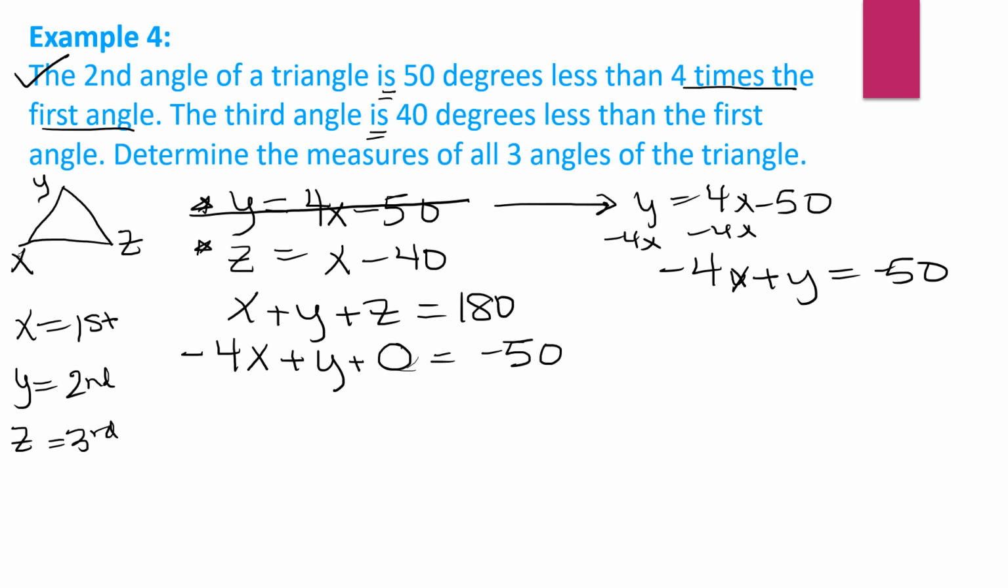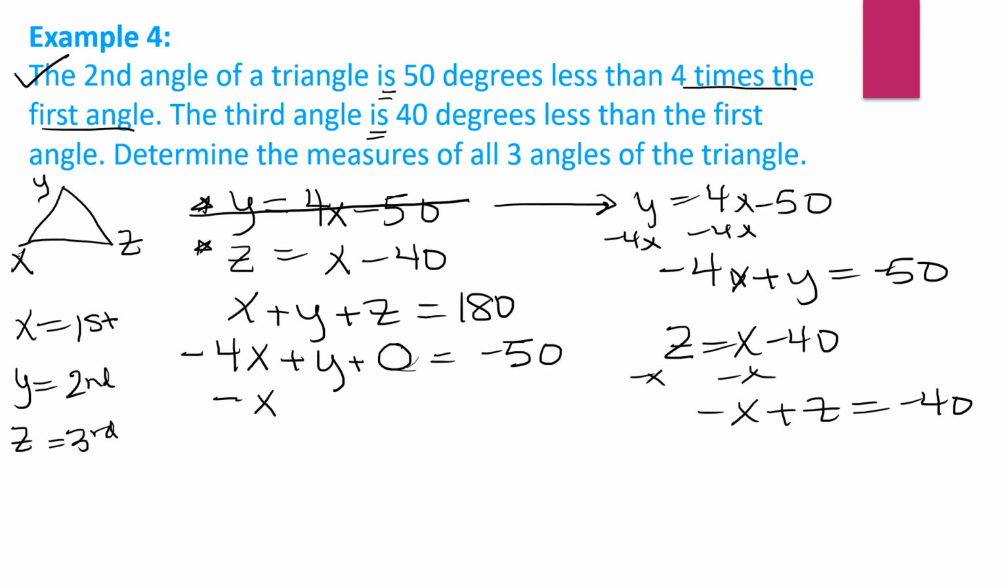All right, we'll do the same thing for the next one. We're going to take z equals x minus 40 and put it in standard form by subtracting x on both sides. So that will leave me with negative x plus z equals negative 40. So I have a negative x, no y's, plus 1z equals negative 40. And again, if you need to put those placeholders in, you can, 0y. Okay, now we've got everything exactly how we need it.